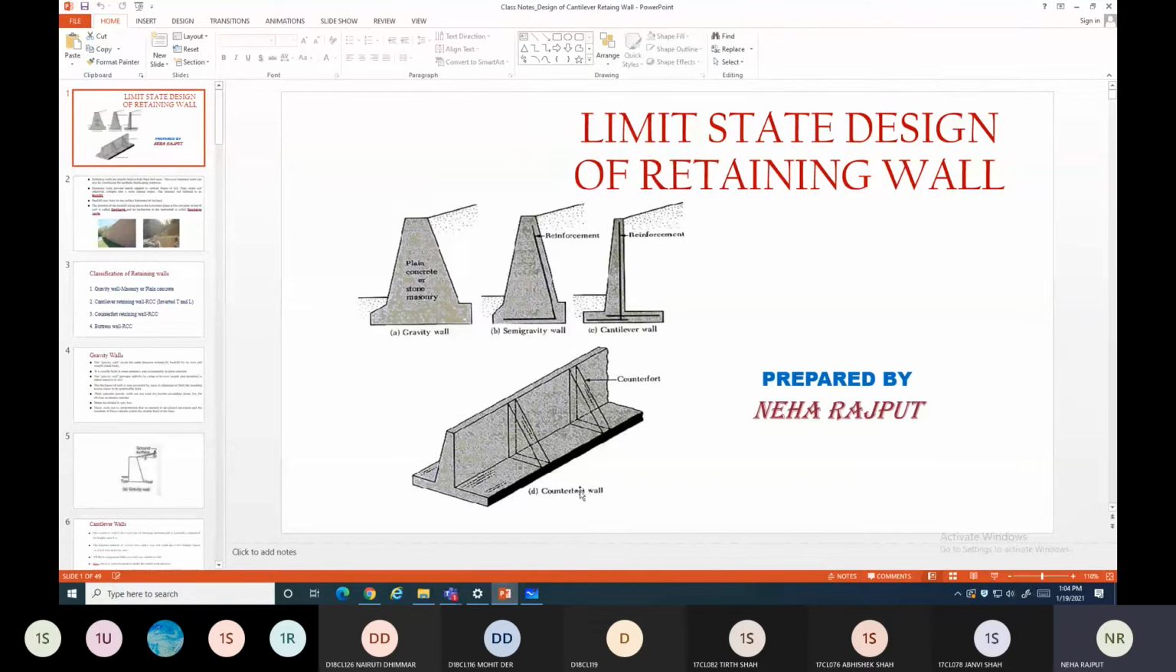And the fourth one is the counterfort retaining wall, which also has reinforcement, but compared with the cantilever retaining wall, this counterfort retaining wall has a counterfort member at the heel side, which is connected with the stem and the heel portion. So that is the counterfort retaining wall.